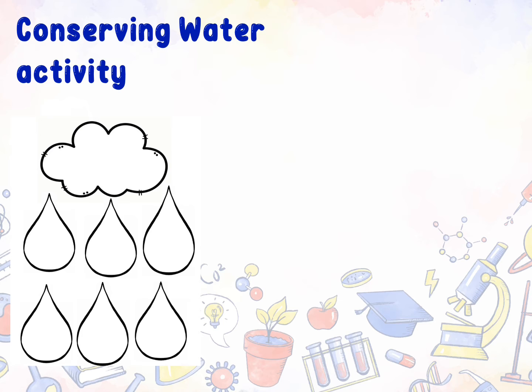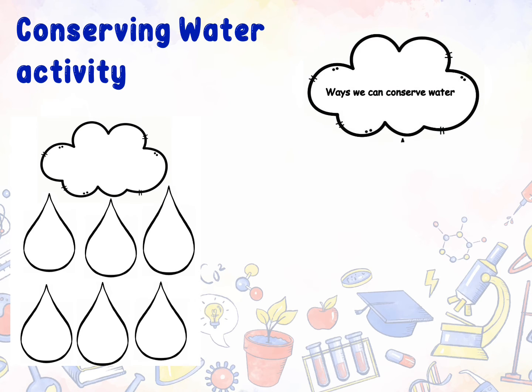Now, let's do an activity for conserving water. I have attached a PDF. You need to print it out and cut it out. You will have a cloud and 6 water drops. I want you to paste the cloud in your notebook, and below it, the water drops. You can draw lines to the water drops and fill in with ways you can conserve water.